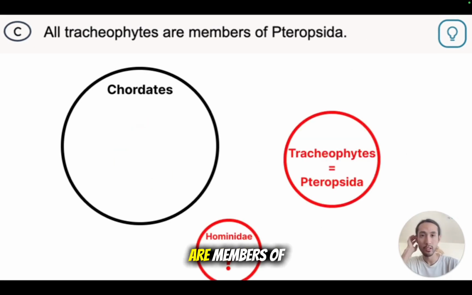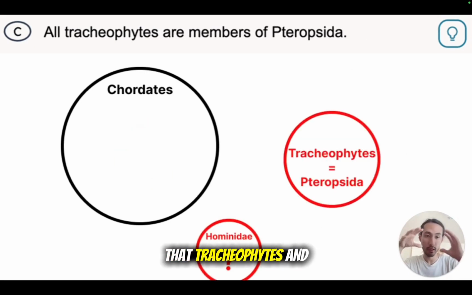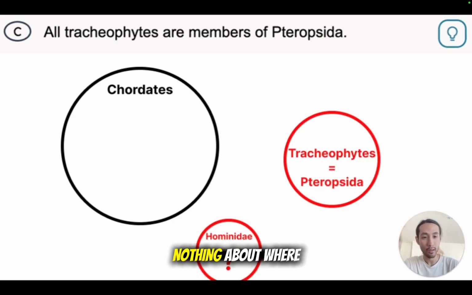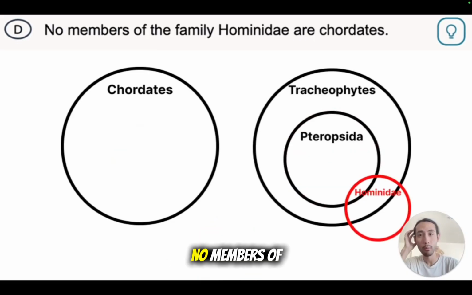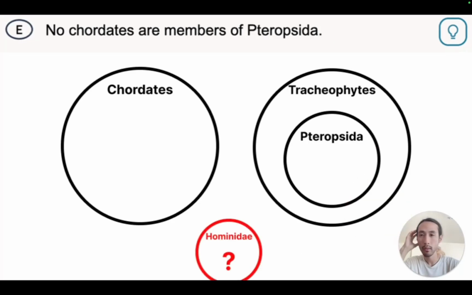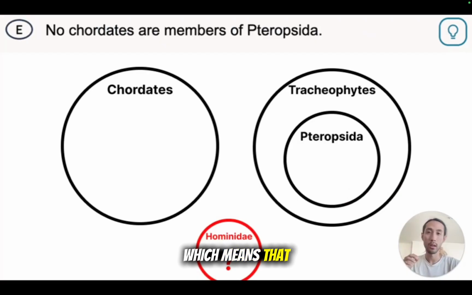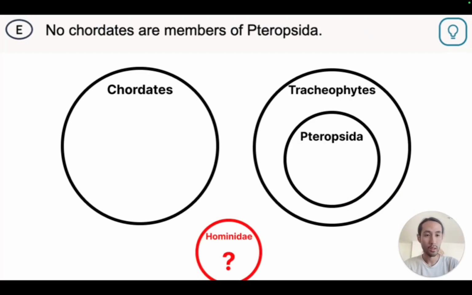C, all tracheophytes are members of Pteropsida would just mean that tracheophytes and Pteropsida are the same set, but it tells us nothing about where Hominidae lie. D, no members of the family Hominidae are chordates, this would just put Hominidae somewhere outside of chordates, but again, it could overlap still with Pteropsida. And finally, E, no chordates are members of Pteropsida, which means that, again, this is already covered by the premises that we have, and it doesn't tell us where Hominidae lie.